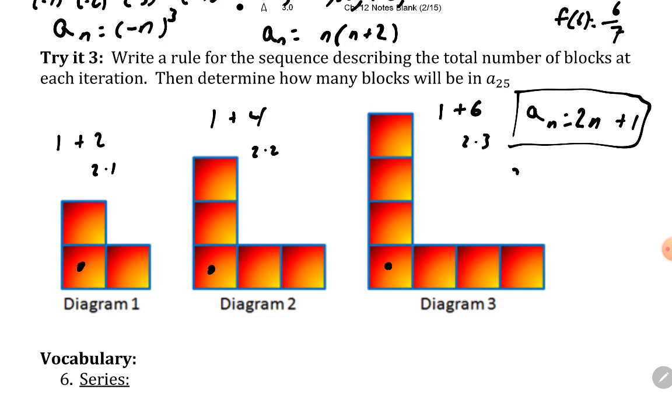So to find the 25th diagram, or how many blocks would be in the 25th diagram, we would just plug in 2 times 25 plus 1, which would be 50 plus 1, which is 51 blocks.